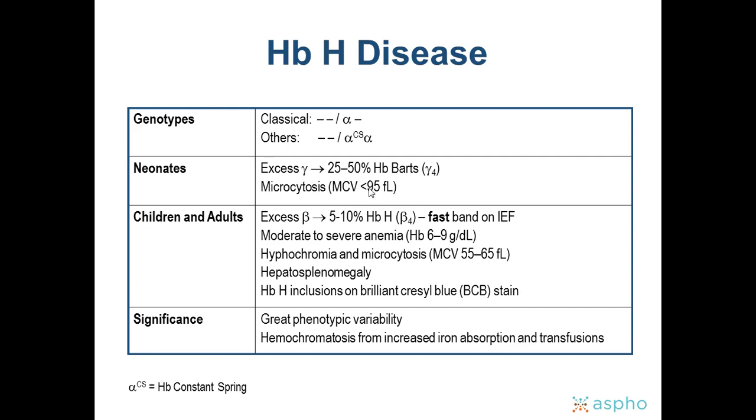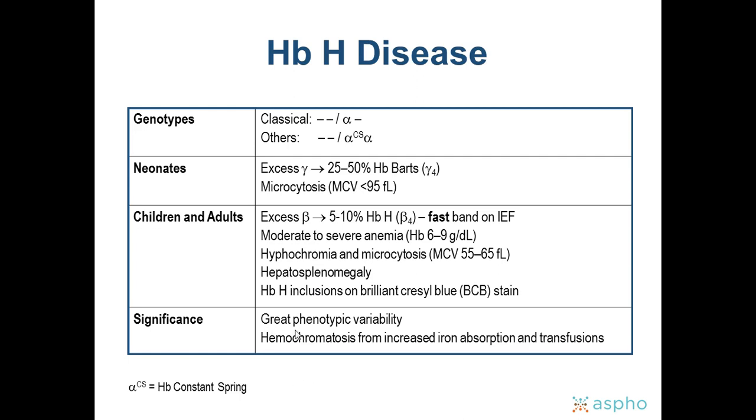These individuals, babies, will also be microcytic. Remember, 94 is microcytosis for a neonate. As they get older, with the excess gamma chains, they will have detectable hemoglobin H, and that's a fast band on isoelectric focusing or hemoglobin electrophoresis. These individuals can have moderate to severe anemia, but it's very phenotypically variable. Some are quite mild. They all have hypochromia and microcytosis. Some have hepatosplenomegaly, and then you can demonstrate hemoglobin H inclusions by doing a supravital stain, and I'll show you that in just a second.